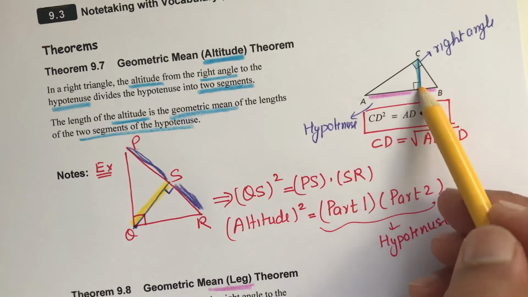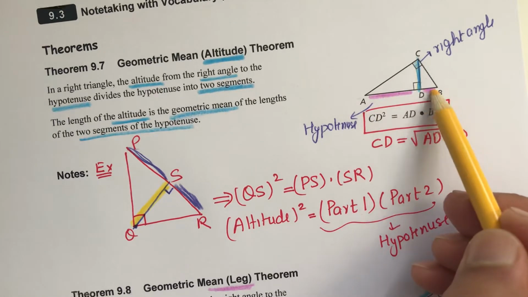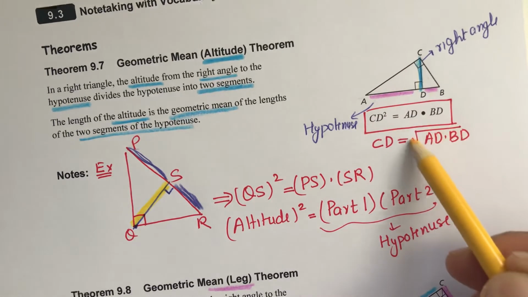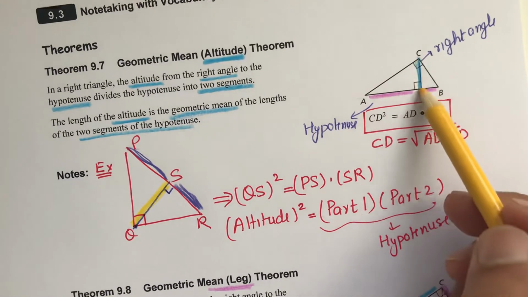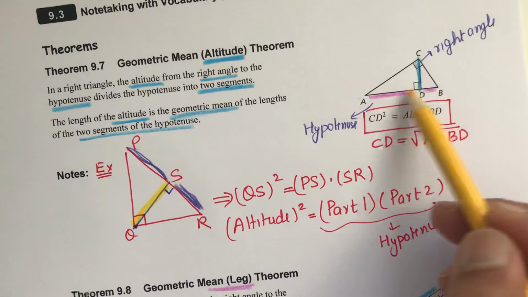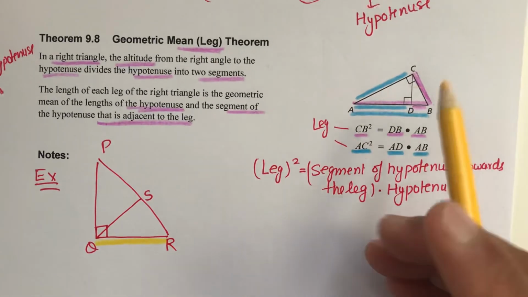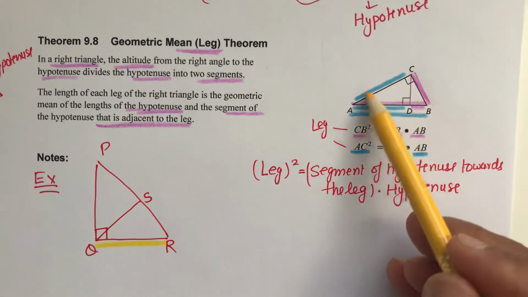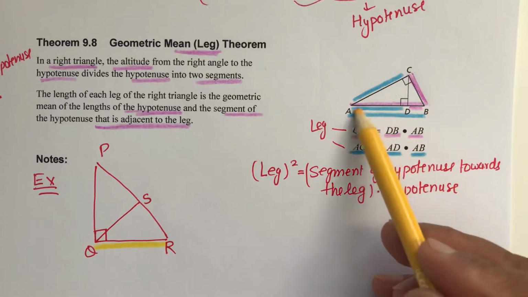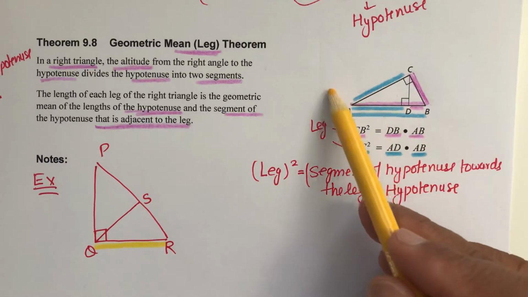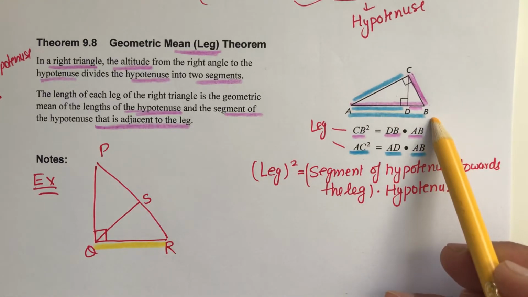Altitude: in order to find the altitude, you just multiply the segments of the hypotenuse and take the square root. So it's the geometric mean of these two segments. Altitude squared is the product of these two segments. Same way for the leg theorem: if you are finding any leg, that is actually the segment of the hypotenuse towards that leg times the whole hypotenuse.